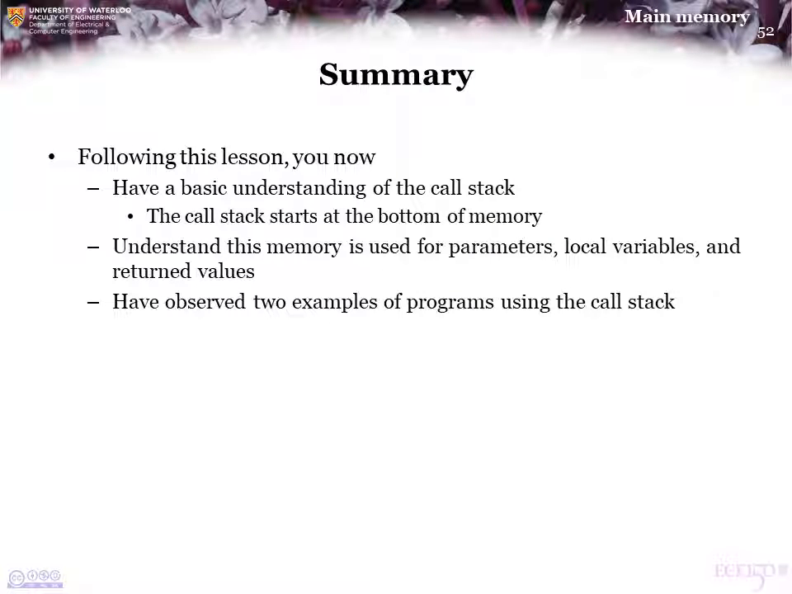Now, following this topic, you have a basic understanding of how the call stack works. The call stack starts at the bottom of memory, and as memory is required for either local variables or local arrays, memory is allocated on top of the call stack. Of course, once the function exits, that memory can be reused for subsequent function calls. This memory is used for parameters and local variables, but it is also used for storing the return value to the function that called the function in question.